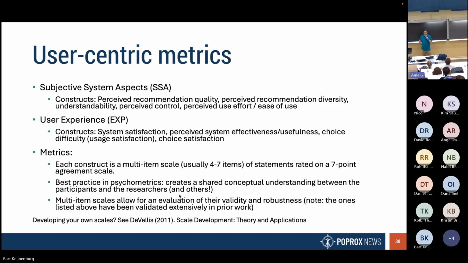By the way, it's okay sometimes to cut corners on that and use just a single item per construct, especially now that we have established this over time. Some of these metrics are a little bit more established. If there is a construct in here that you like, you take one of the scales that we developed. If there's something else that you want to measure, again, think about what your system is trying to accomplish. Develop your own scale. I have a reference to a book there that is about scale development that is really good.